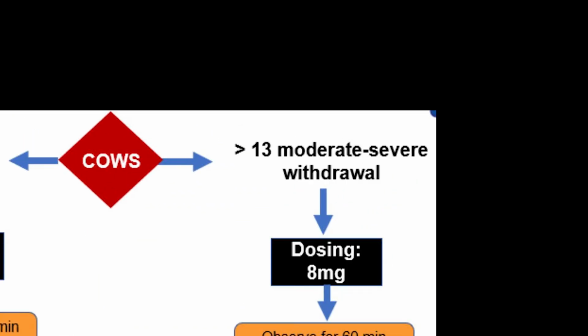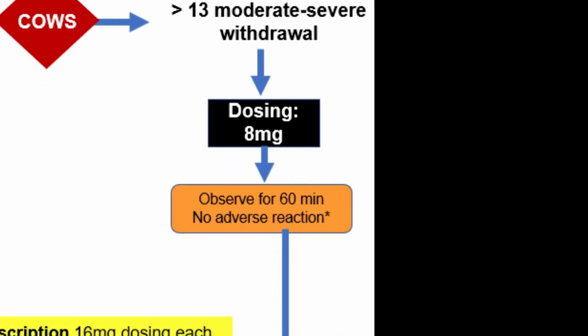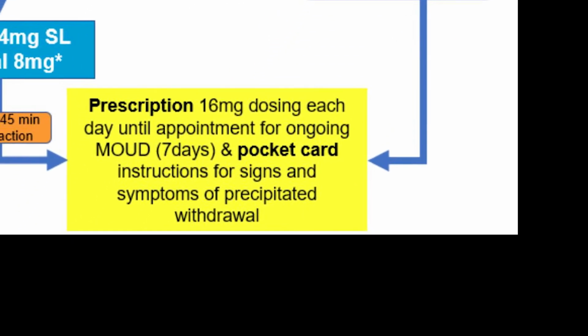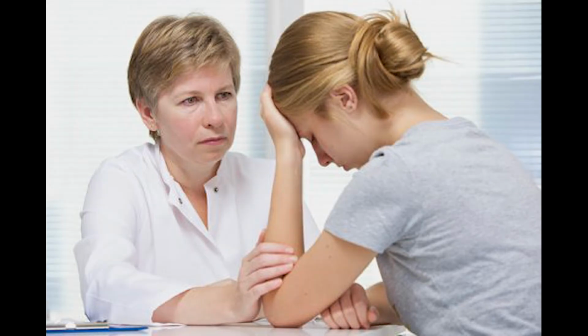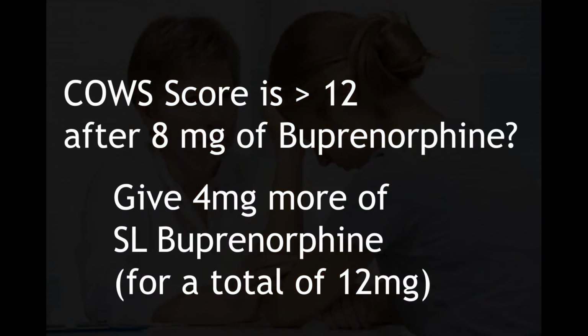Now, if the patient is in moderate to severe withdrawal with a COWS score of over 13, the patient should get 8 milligrams of Suboxone. He or she should be watched for 60 minutes, and if there are no ill effects, can be discharged home with, again, a 7 days prescription for Suboxone. It is important to note that an extra 4 milligrams of rescue Suboxone can be given if the patient is still in significant withdrawal after the observation period, for a total maximum dose in the ER of 12 milligrams.